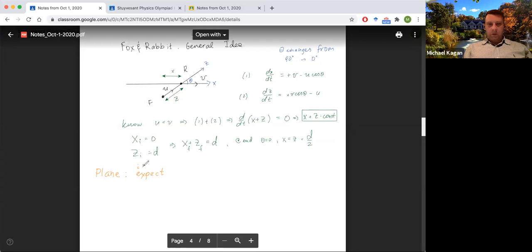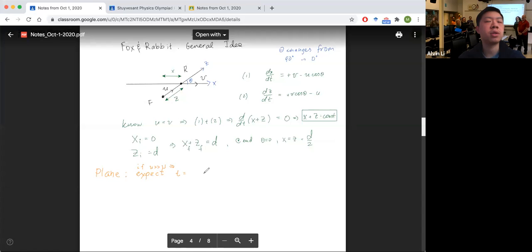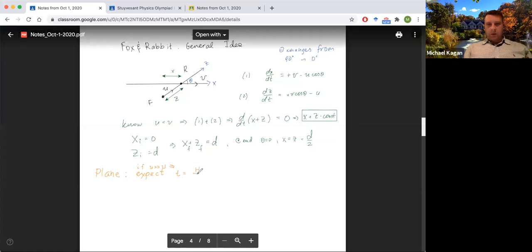If u is much greater than v, we expect the time to be what? Remember, h was the height. T is about h over u. Exactly. So obviously, in general, it also depends on v, but it should reduce to this answer when v is 0, or negligible compared to u, okay? So this is good to have.